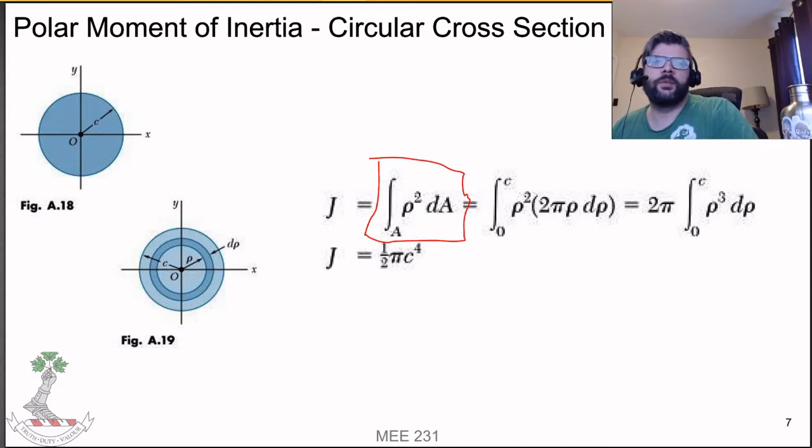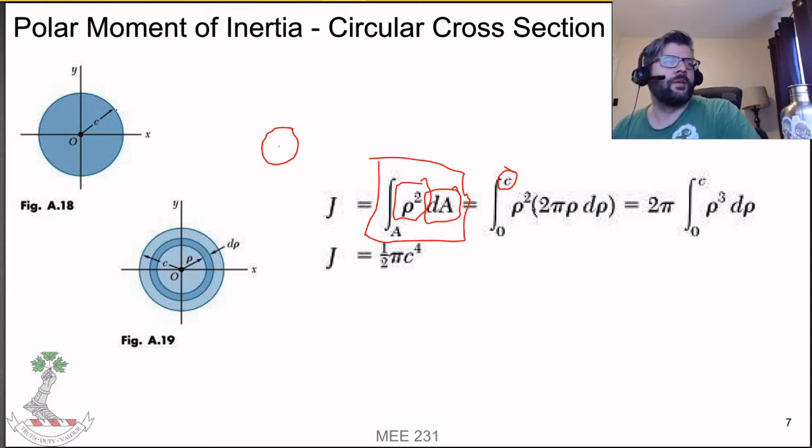So just start at the center, go out to the outside, and we've got this distance here, and we've got this area here. The little differential area that we're going to be looking at is just the circumference of that circle times the thickness of that little line there, which will be a differential in terms of the distance. So d rho, that's not a p, it's a rho.